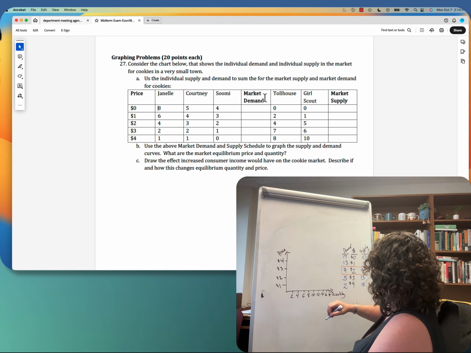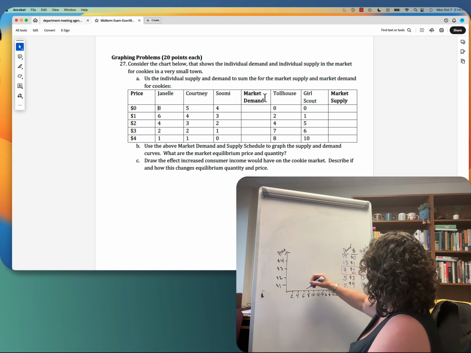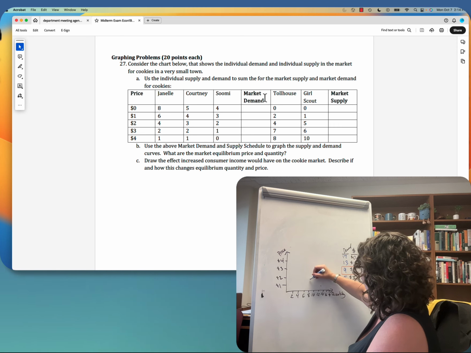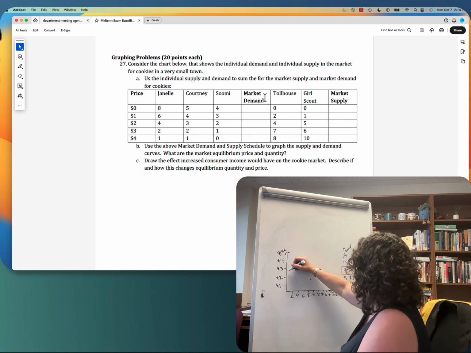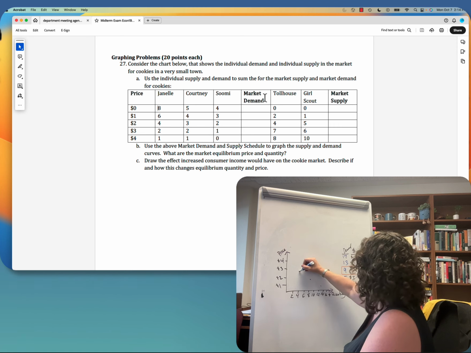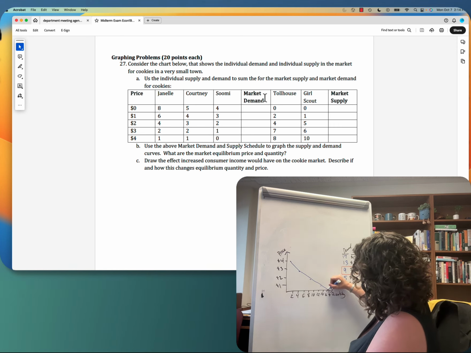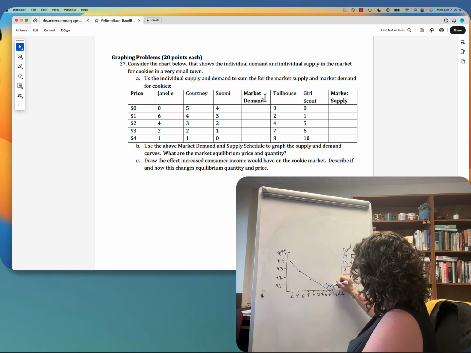At a price of $1, the quantity demanded is 13. A price of $2, quantity demanded is 9. At a price of $3, quantity demanded is 5. And at a price of $4, quantity demanded is 2. So that's our demand curve.